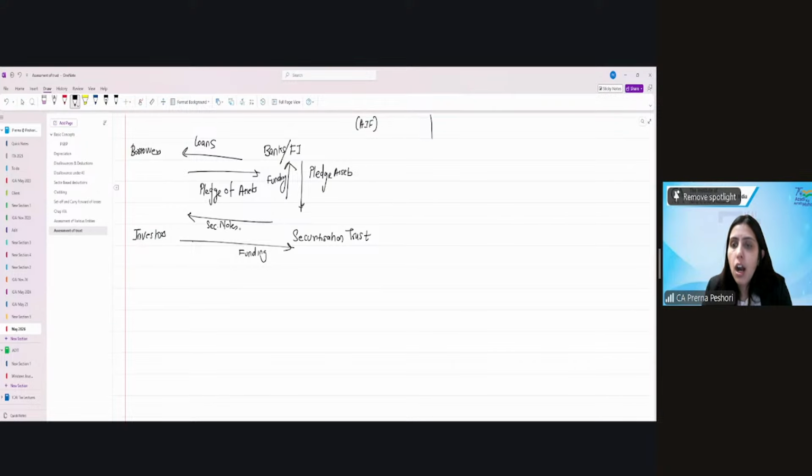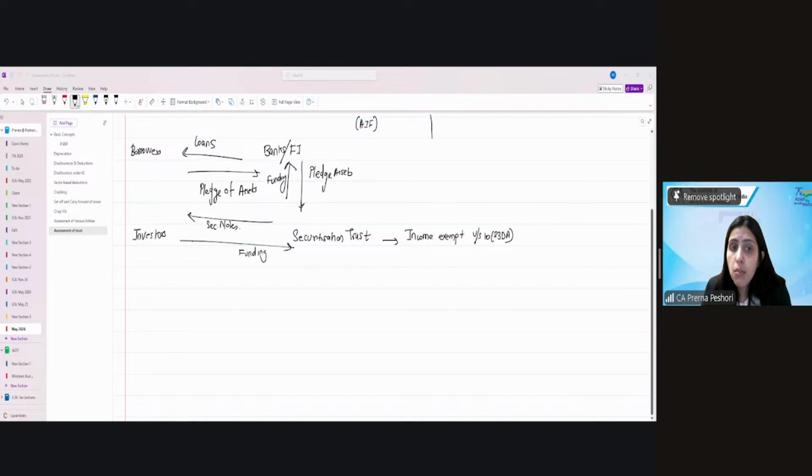Now, how does the income taxability work in respect of this? Now, the income of the securitization trust is exempt. So the securitization trust is an exempt entity. Its income is entirely exempt under section 10(23DA). Are we clear? So income of the securitization trust is exempt under 10(23DA).